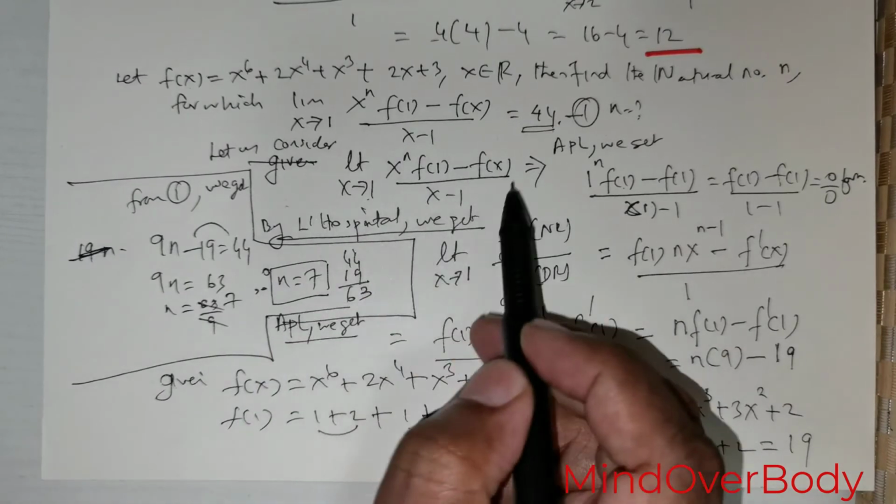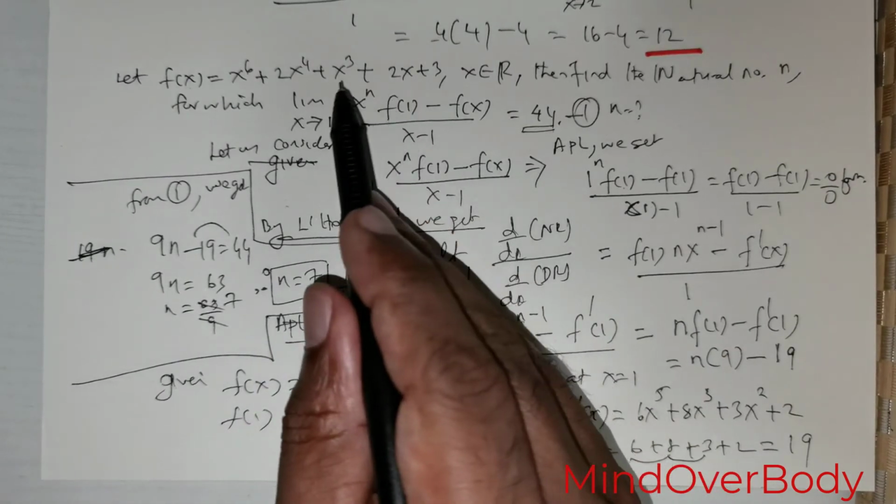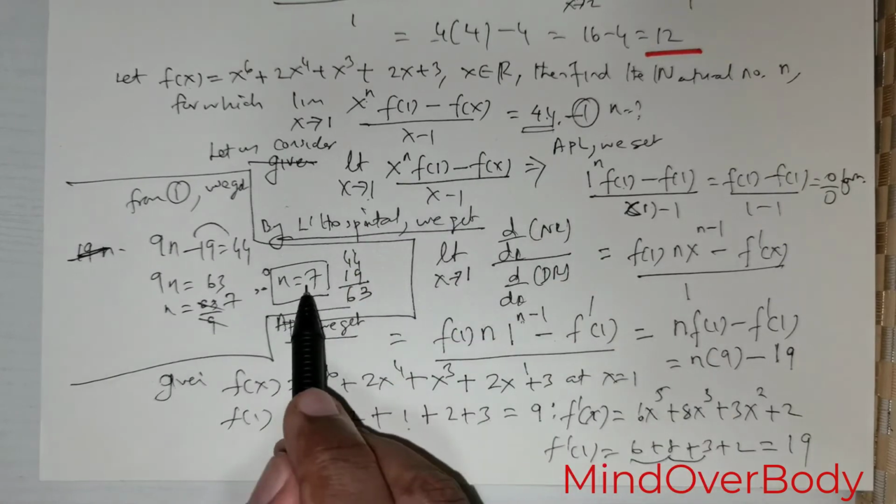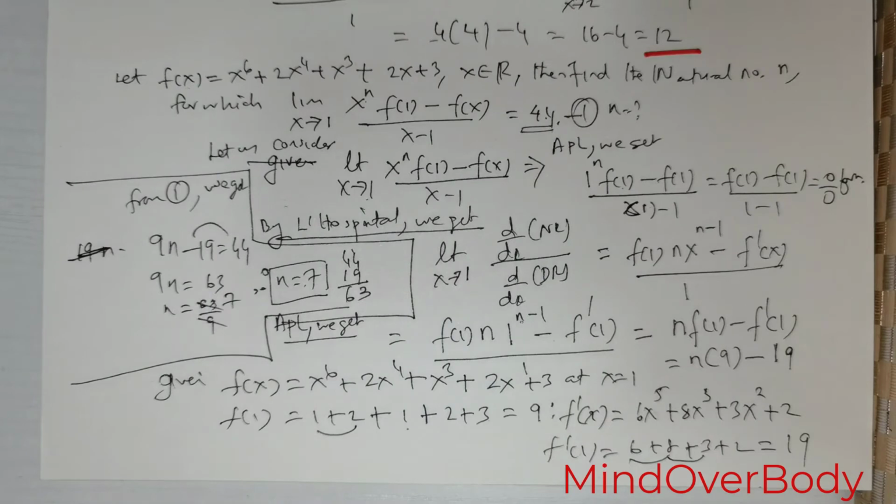So this is equal to this when n is equal to 7. So that completes the solution for this question, students.